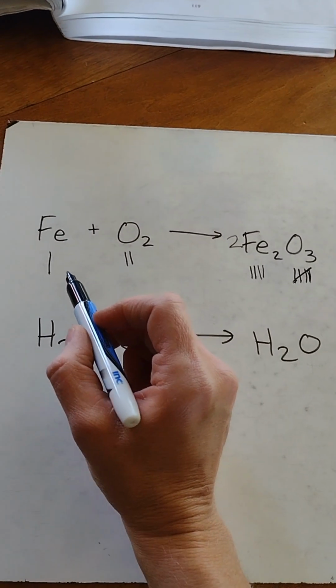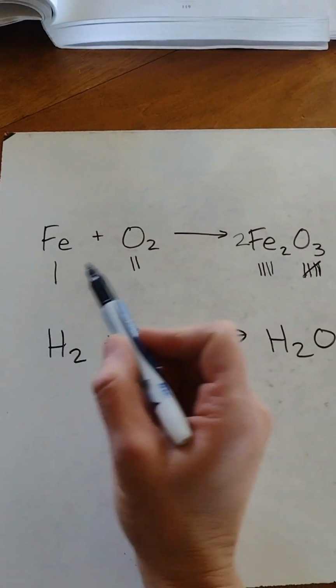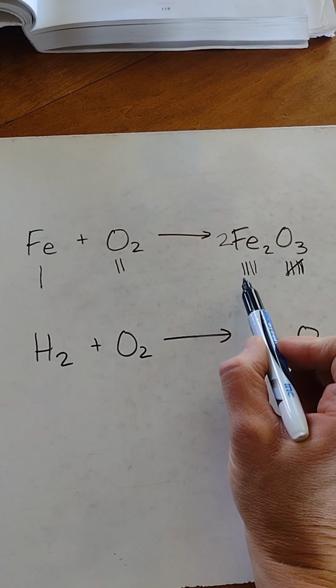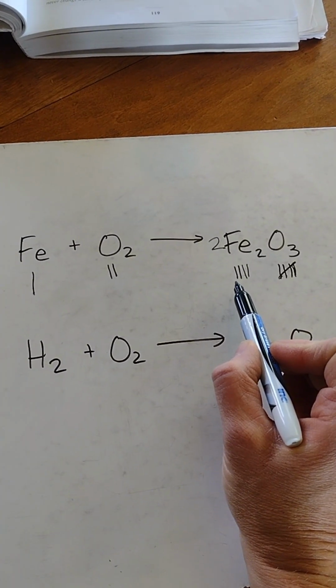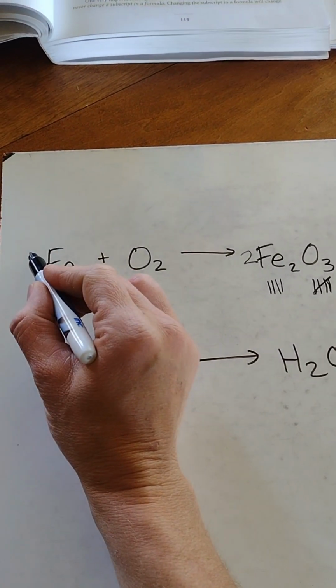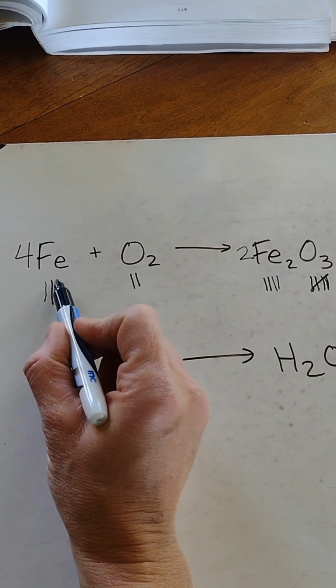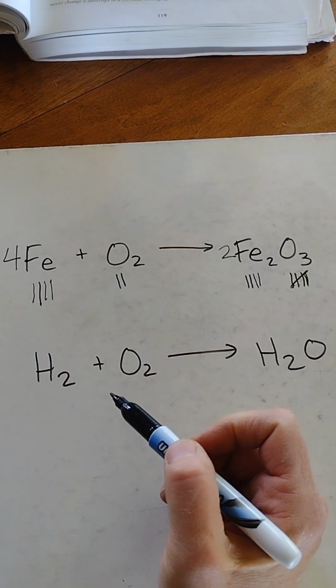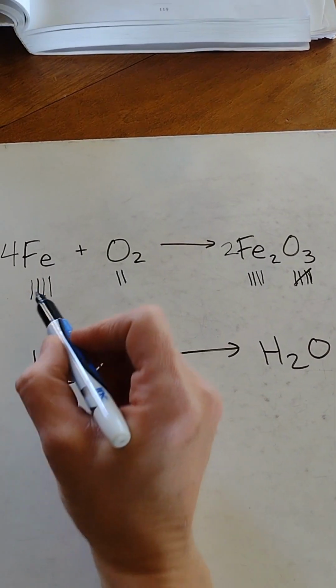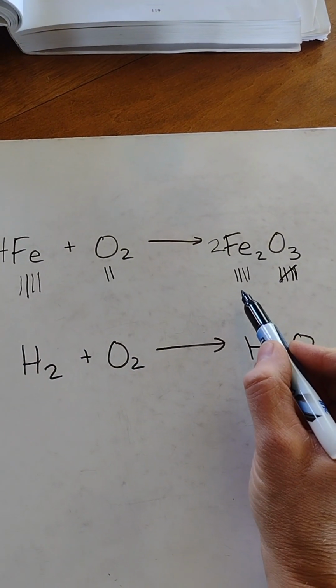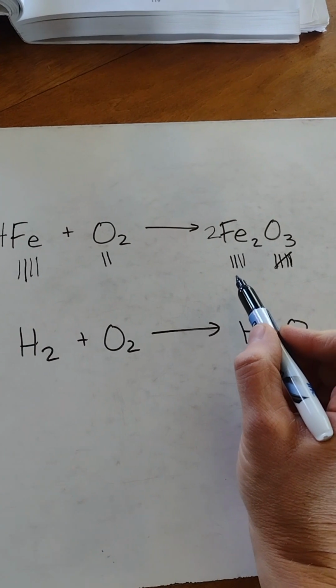And then over here, we have 1 iron. So what are we going to do to make 4? We're going to have to use a coefficient over here. So we're going to put a coefficient of 4 in front of the iron. And so that's going to give us 1, 2, 3, 4 iron atoms over here. So we have 4 here, 4 here. That is balanced, but the oxygen is not balanced.